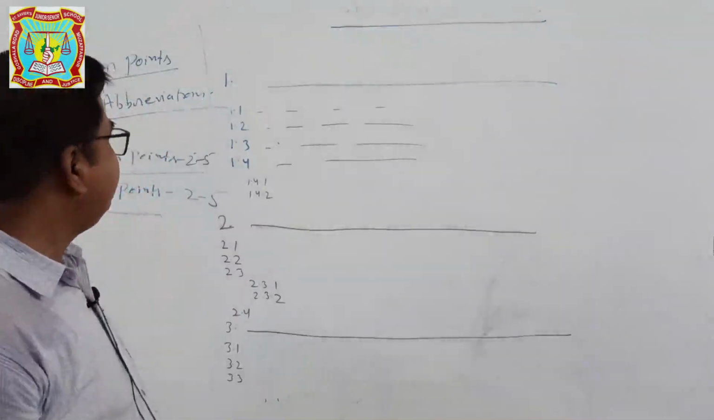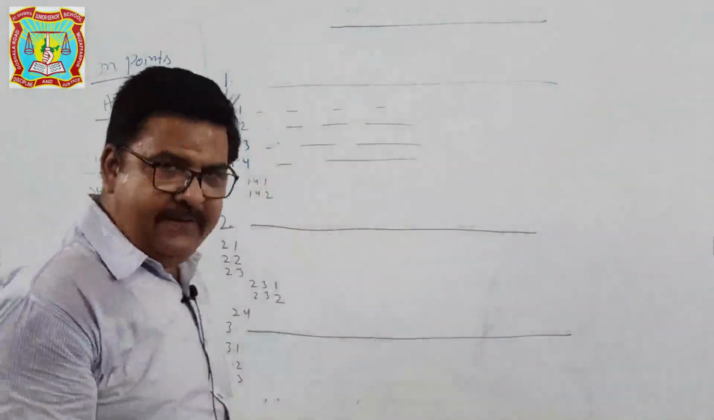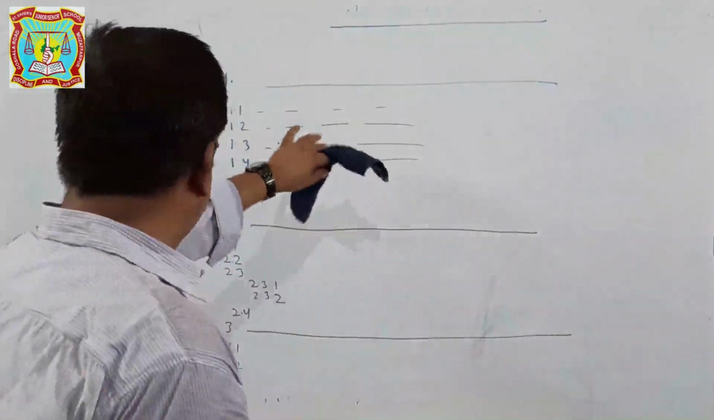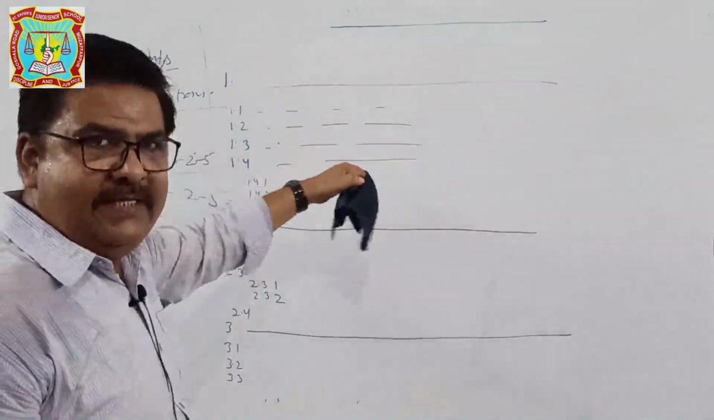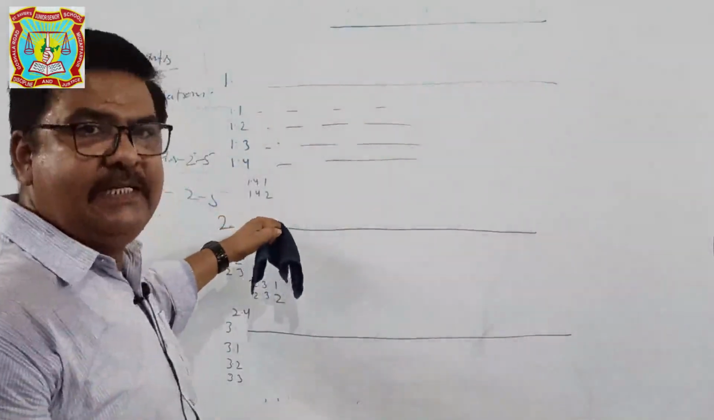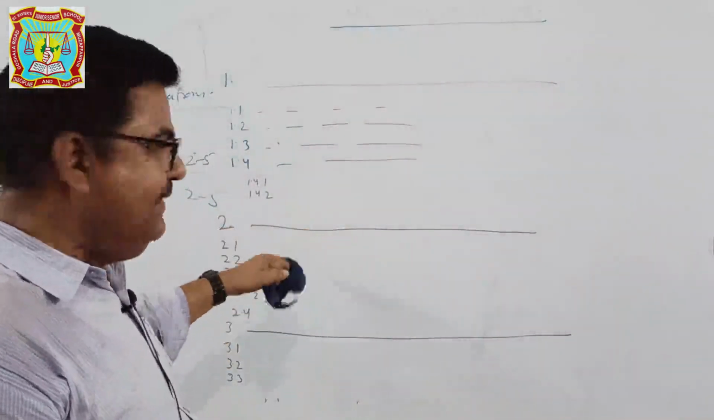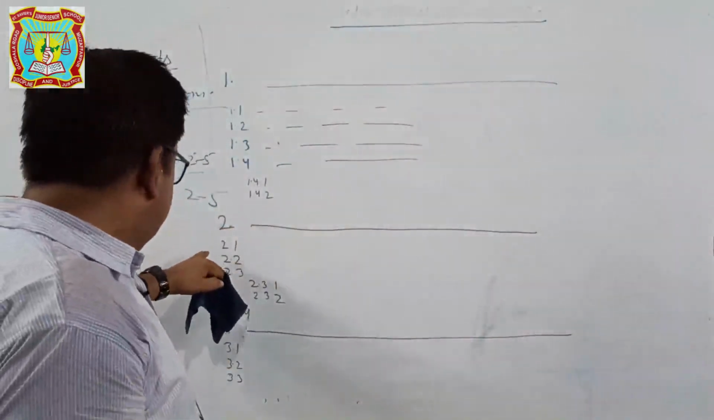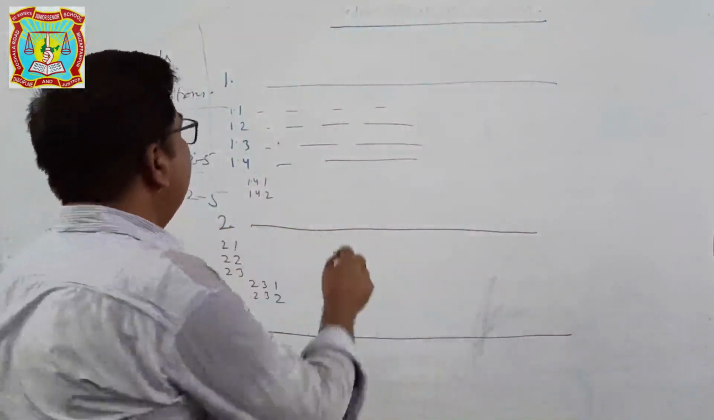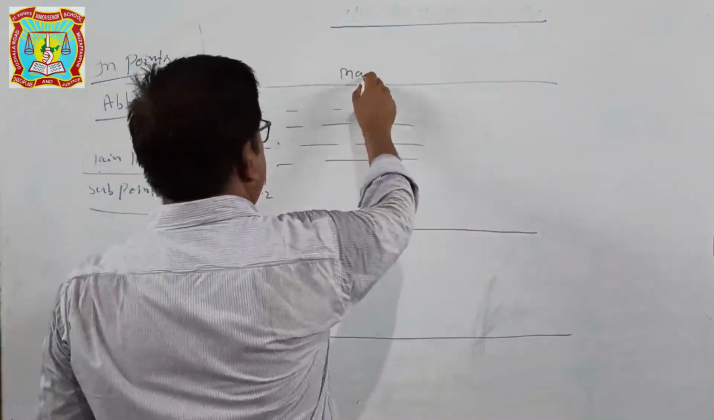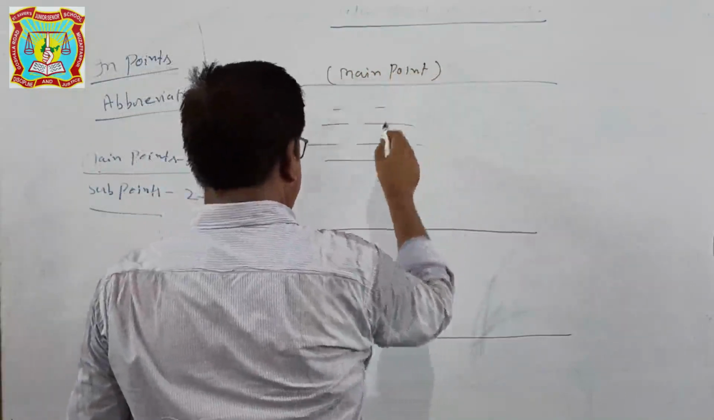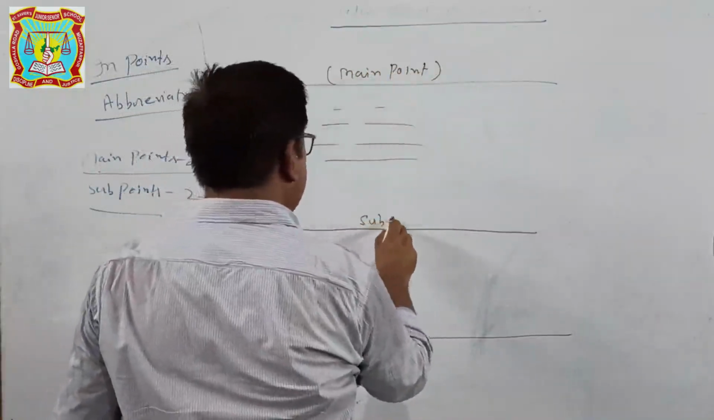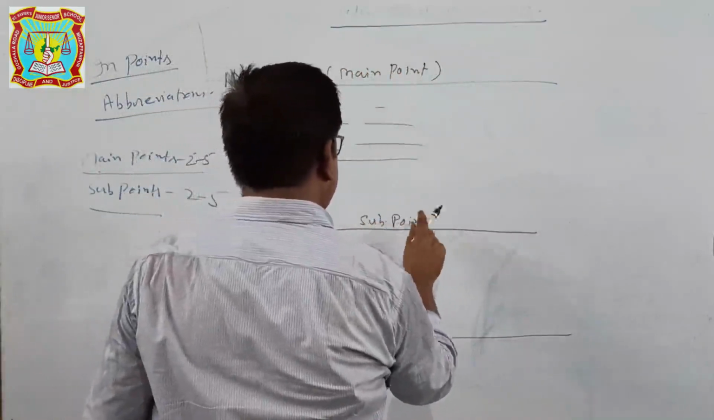Okay. So this is the way in which you have to put your note. So this is the format: main point, sub point, again if needed sub point, if not leave that. Then again main point.